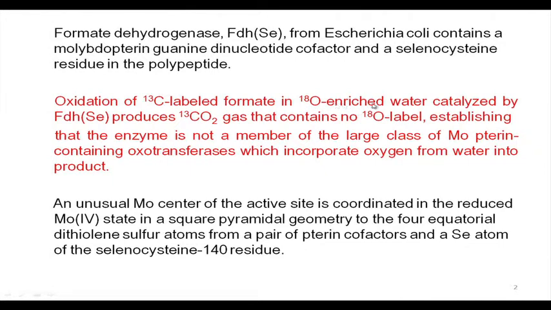or utilizing the water which is present over there. That is the water bound to the molybdenum center, and that is initially converted to the molybdenum hydroxide species and then the molybdenum oxide group. So, this water is enriched with 18 oxygen, and if it is catalyzed by this formate dehydrogenase, the gas that is produced there is only 13CO2 without labeling of this 18 oxygen. So, no O18 labeling is there.